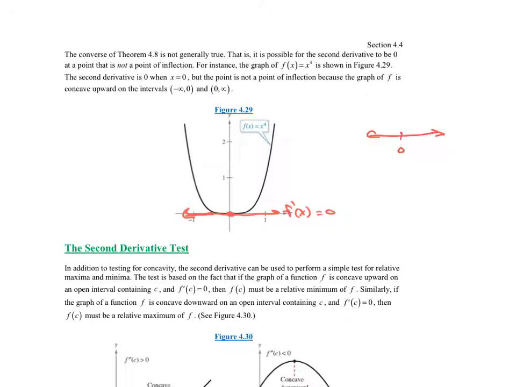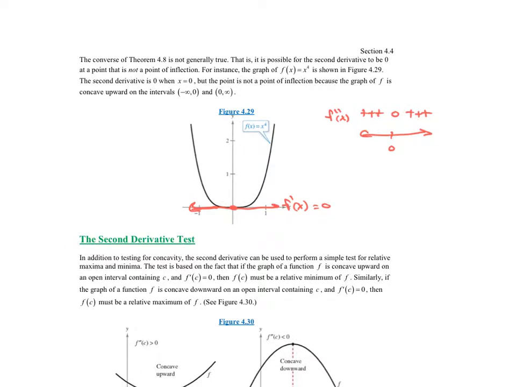We would have had the point 0, right? We would have looked at f double prime of x, and what we would have had was positive, 0, positive in this case. Concave up, 0, concave up. So here we would have had a point where the second derivative is equal to 0, but it does not change concavity at that point, so it is not an inflection point. Okay, that's all they're trying to emphasize with that.